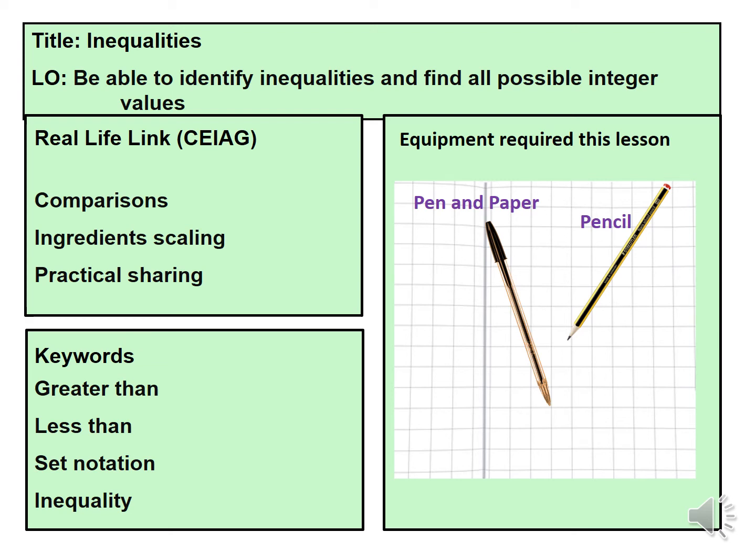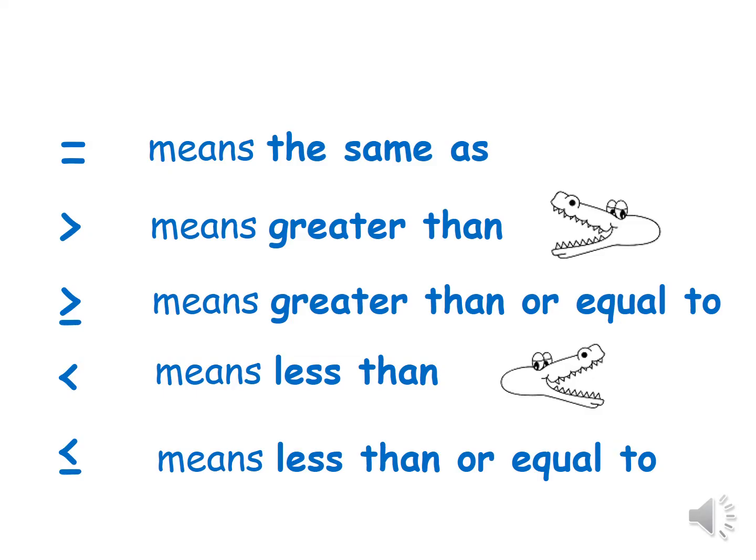Title is Inequalities, and we're going to be looking at how to identify inequalities and find all possible integer values. Equipment required for this lesson: pen and paper and pencil. Okay, so these are all the inequality signs that we're going to be looking at. I'd like you to pause the video and copy these out, please.